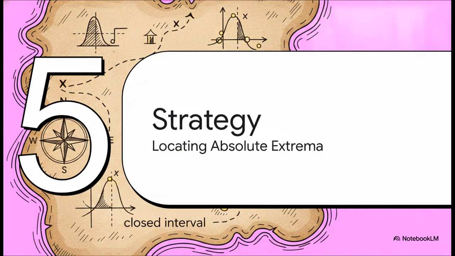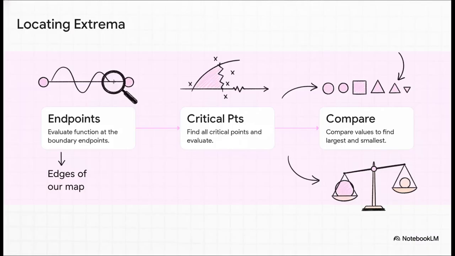Moving right along into Part 5, the problem-solving strategy, locating the absolute extrema. We have this amazing 3-step checklist that takes all this highly abstract calculus and turns it into a super simple, practical procedure. Step 1. We evaluate the function at the boundary endpoints, the literal edges of our map. Step 2. We calculate our derivative, find all the critical points where the slope is 0 or undefined, and evaluate the function at those specific spots. Step 3. We just gather all those numbers, line them up, and compare them. The largest number is our absolute maximum, and the smallest is our absolute minimum. It's a foolproof way to ensure we check the edges of our map and every single interior hiding spot.